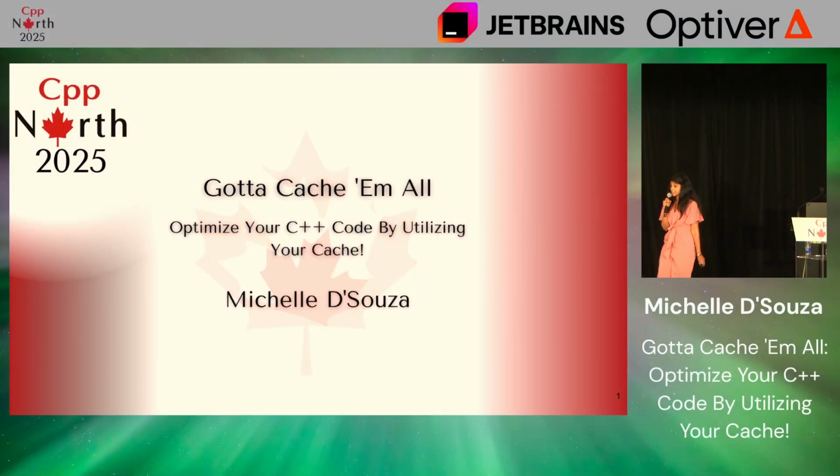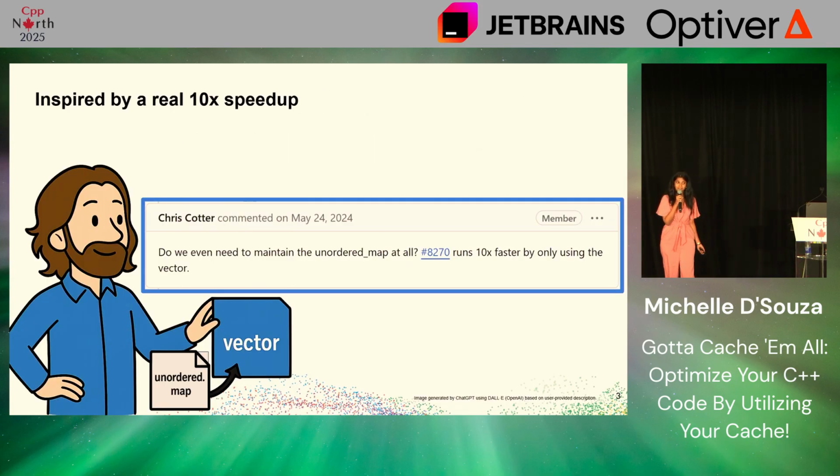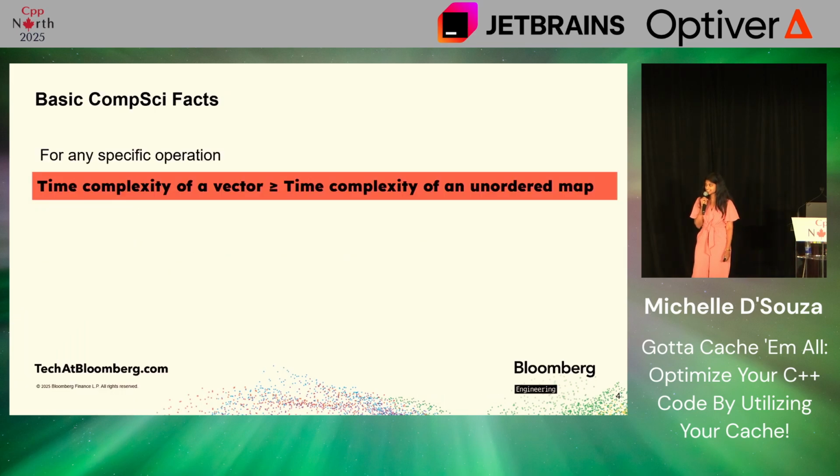I can't believe this. A 10x speedup with a vector? Well, that's what a fellow colleague of mine, Chris, did. He replaced an unordered map with a vector and got a 10x speedup. And that went against a very basic computer science fact, which is that for any specific operation, the big O time complexity of a vector is greater than or equal to the big O time complexity for an unordered map.